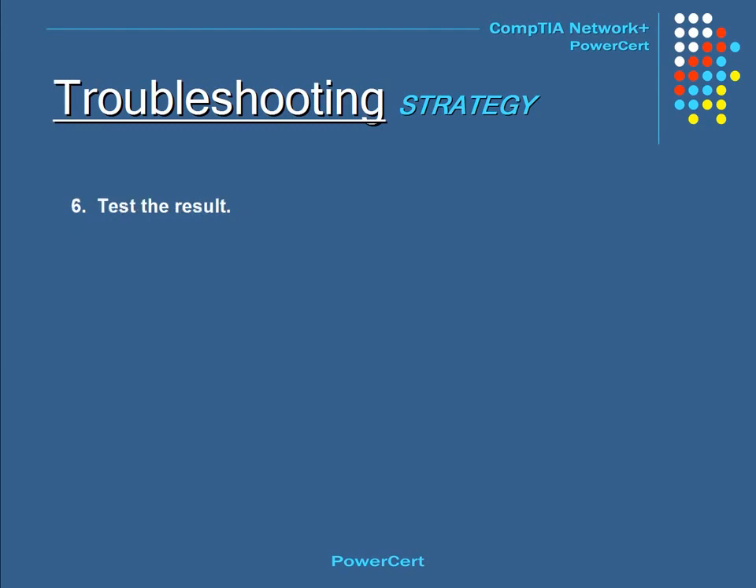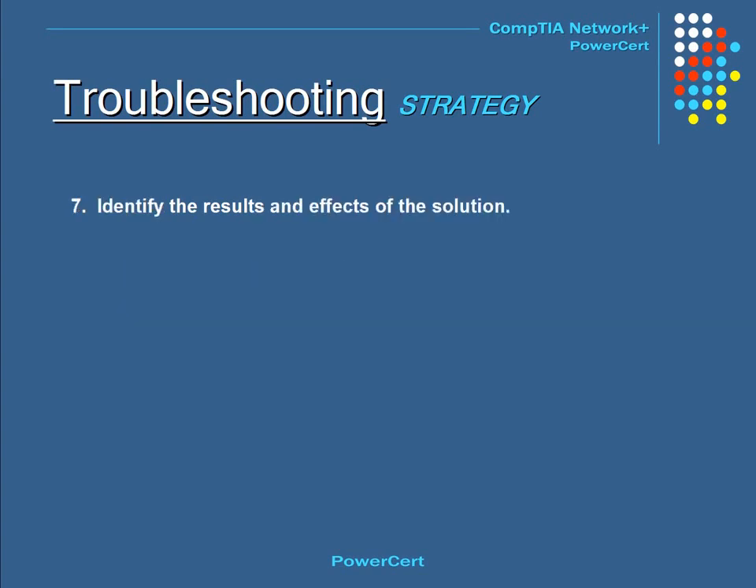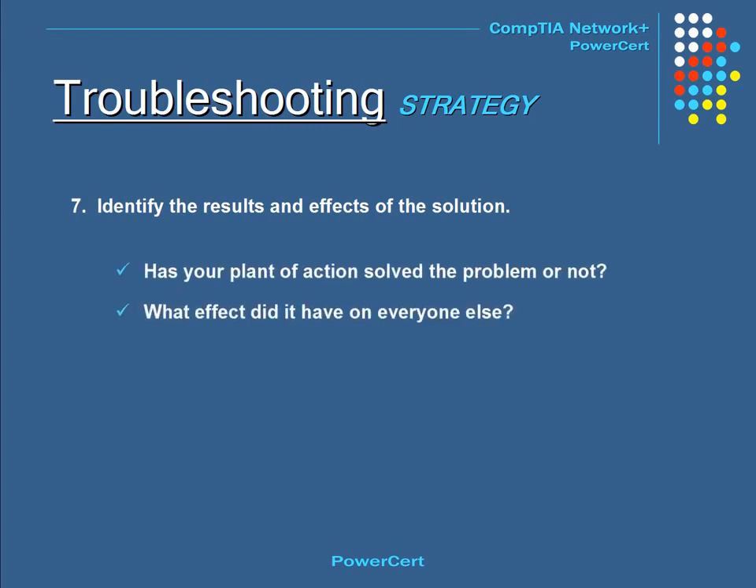And the next step is to test the result. Now this step is where you actually take action to solve the problem. This is where you will know if your plan of action has solved the problem or not. And after you test the result, the next step is to identify the results and effects of the solution. Has your plan of action solved the problem or not? And if it has, what effect did it have on everyone else? Do the results show a temporary fix or a permanent one?